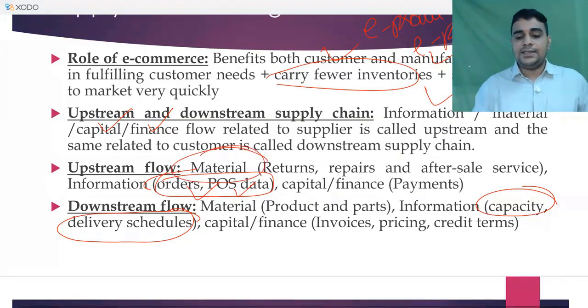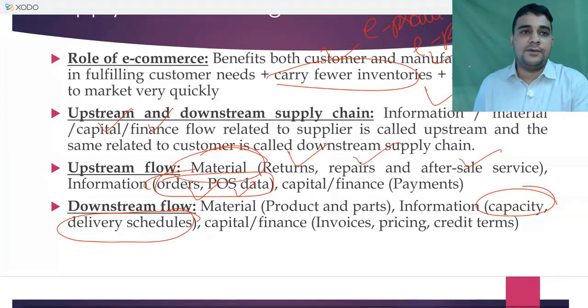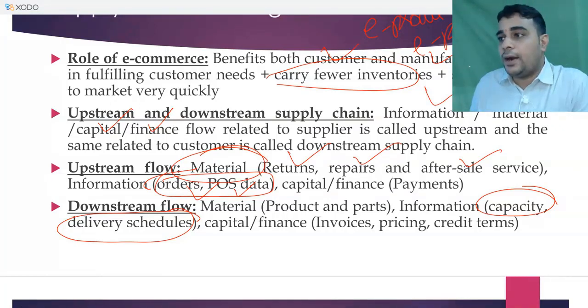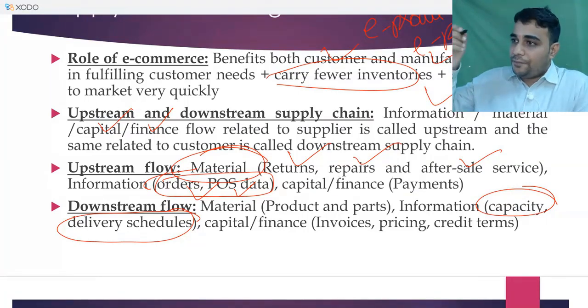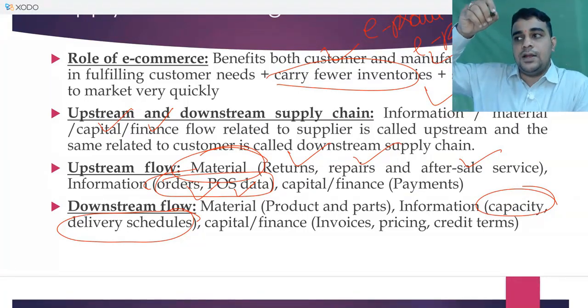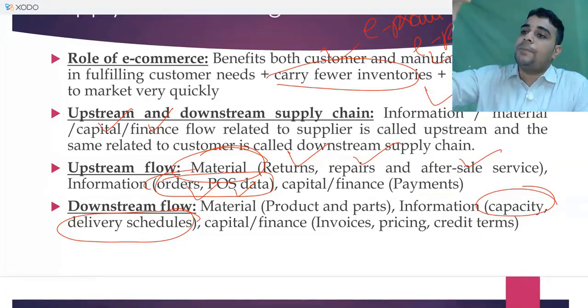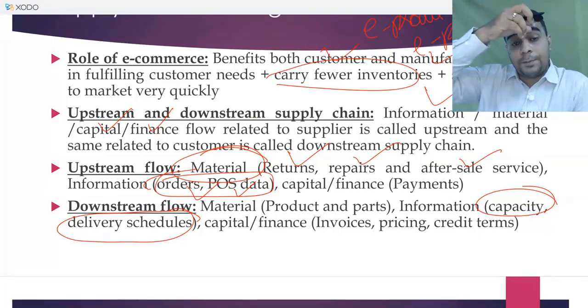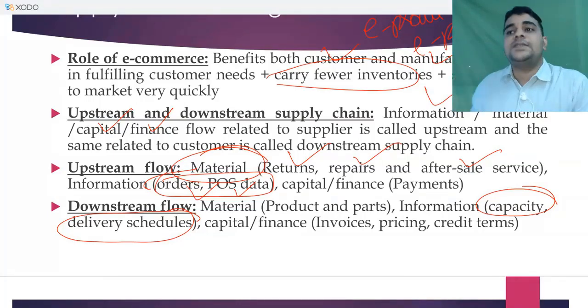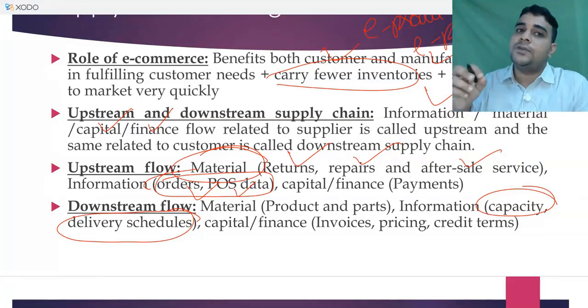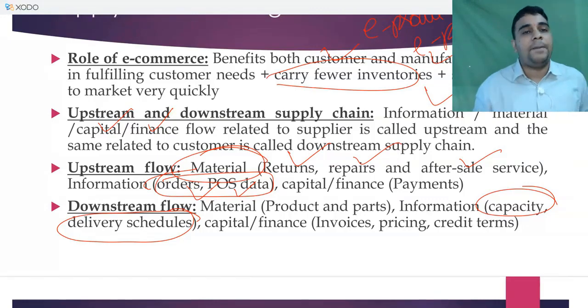Material flow includes returns, repair and after sales service. If the customer is returning some product or asking for some repair and after sales service, that could be the flow of material from the customer to the manufacturer, or from the manufacturer to the supplier. If somebody is interacting with a person who is above them, it is called the upstream supply chain. The manufacturer doing something with the customer is part of the downstream supply chain. The customer doing something with the manufacturer is part of the upstream supply chain. So there could be returns, repairs and after sales service.